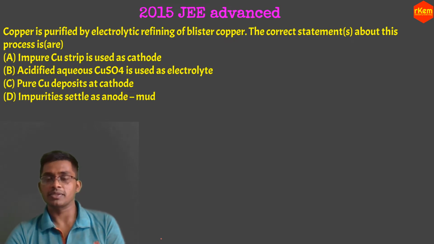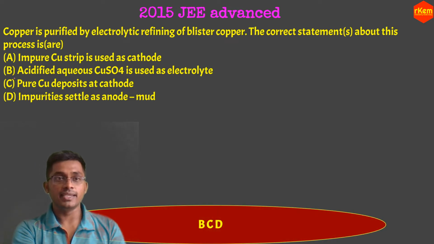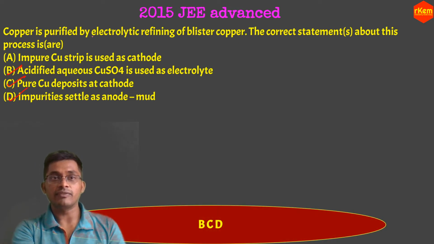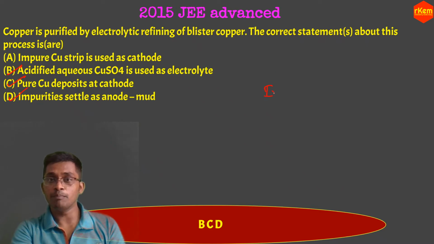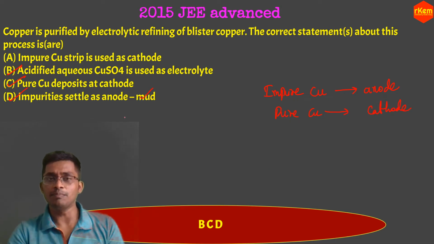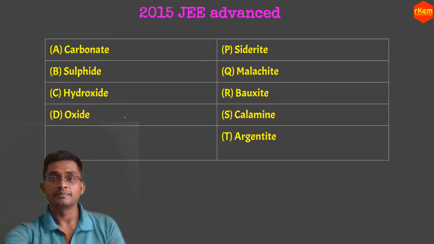And look at this. This is again a very simple statement based question from metallurgy. Again, copper extraction. So B, C, D are correct statements. Copper is purified by electrolytic refining. In electrolytic refining, the most important part is that impure copper must be the anode. So pure copper will be deposited at the cathode. The impurities will remain as anode mud. The simple statements again from NCERT, right?